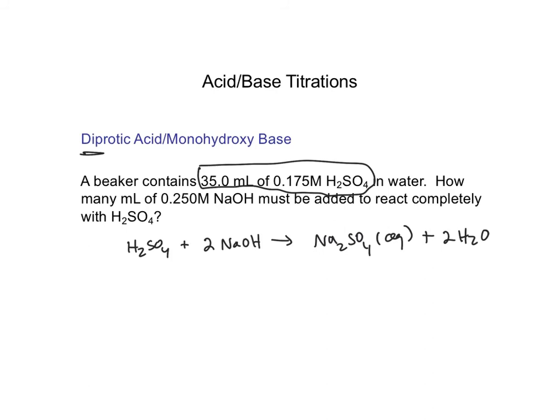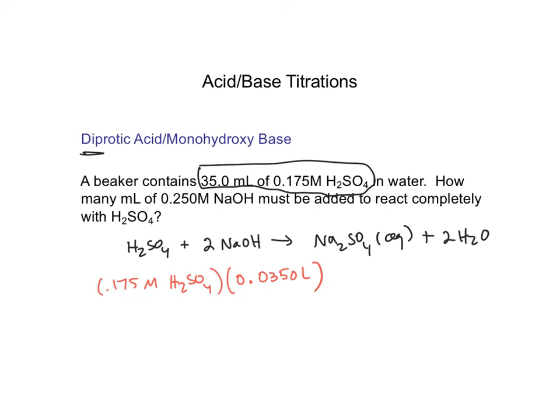Okay, so let's see here. You can say 0.175 molar H2SO4 multiplied times volume. Now here, molarity times volume is moles. Molarity is moles per liter. I would go ahead and put that in liters. It's a good habit, which later you'll use all the time.